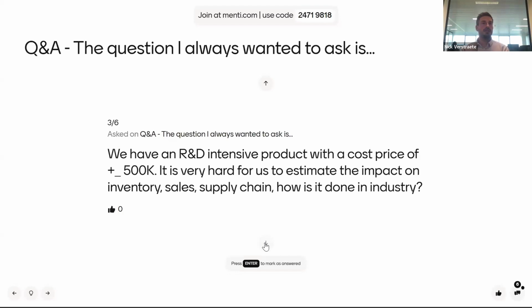Maybe a next question. We have an R&D intensive product with a cost price of 500K. It is very hard for us to estimate the impact on inventory, sales and supply chain. How is it done in industry?